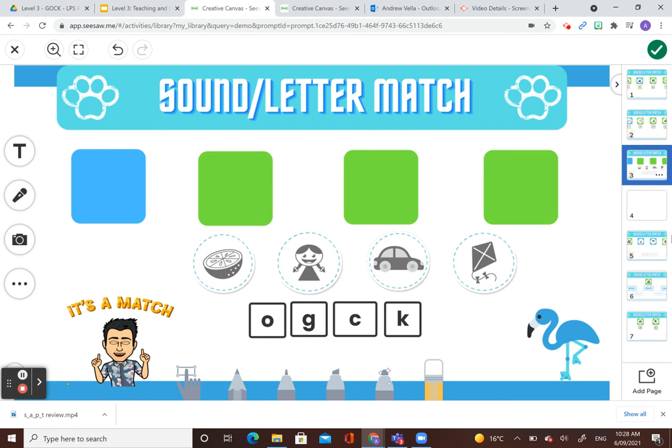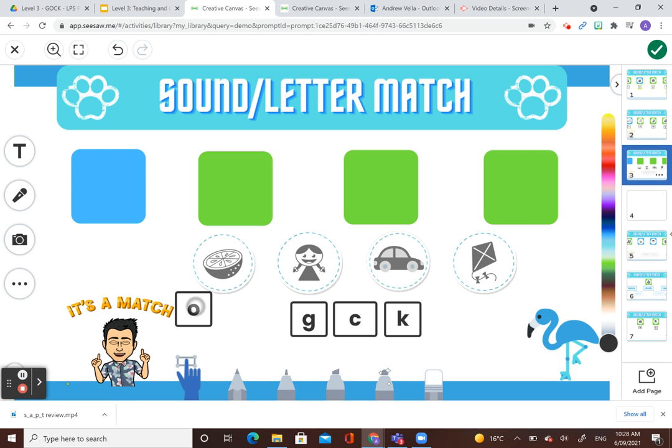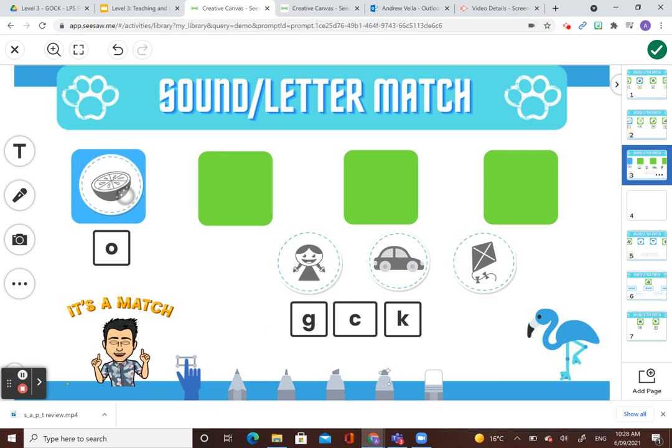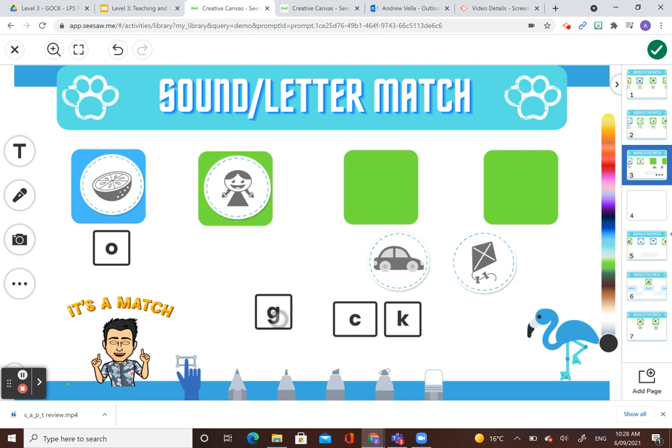Hey guys, today we're going to be looking at the next four sounds, or three sounds, but four graphemes that we practiced a couple weeks ago. First one is O, for the letter O, represented by the orange. Our next sound is G for girl, represented by the letter G.